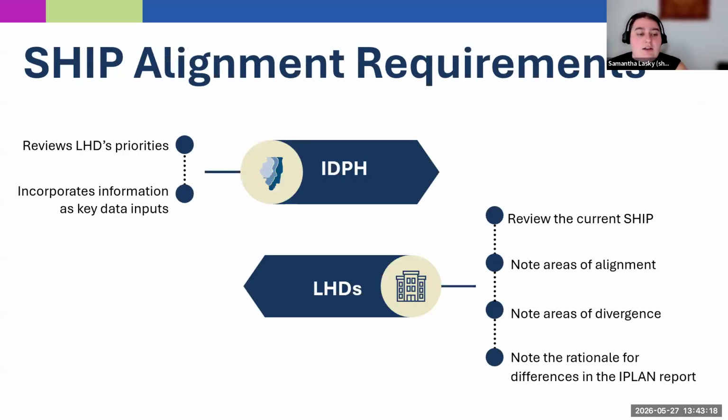Next slide. To break it down a little further, as part of the assessment, Illinois Department of Public Health reviews the priorities selected by each certified local health department in their own I-Plan and incorporates this information as key data inputs in the state health assessment. In turn, local health departments are expected to review the current state health improvement plan during their I-Plan process, examining the state's priorities and the way local priorities do or do not align with those at the state level. As part of the requirement, local health departments should not just say, yes, it aligns or no, it doesn't align. Local health departments should instead note and describe areas of alignment as well as areas of divergence and note the rationale or describe the differences in the community health needs assessment portion of the report. SHIP may also be a resource for potential strategies when addressing the same priorities. Next slide.